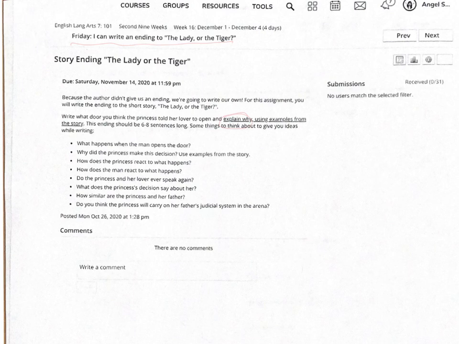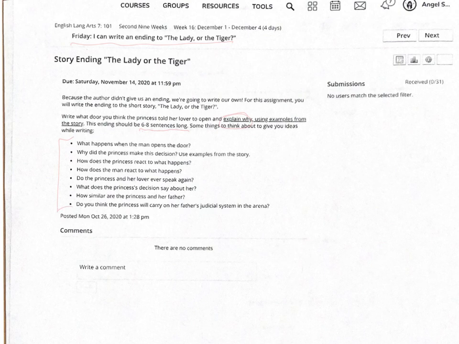And remember, this is 6 to 8 sentences long. You've got to have it at least 6 to 8 sentences long, somewhere around there. And if you're lost and you don't really know what to write about or how to finish out this story, I gave you some talking points to talk about.